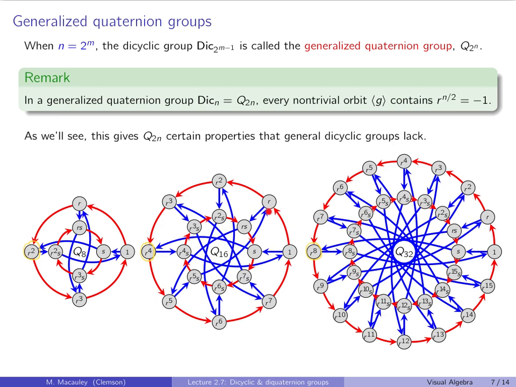But now let's talk about the ones along the outer ring. These are just the roots of unity, and I think it's best to see it with an example. If we have r here, the orbit that contains this is just everything.